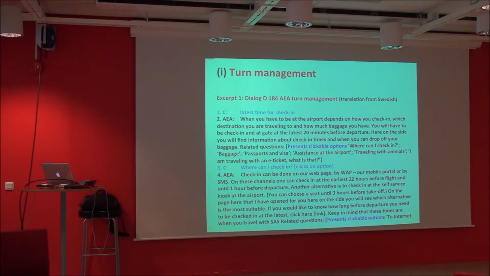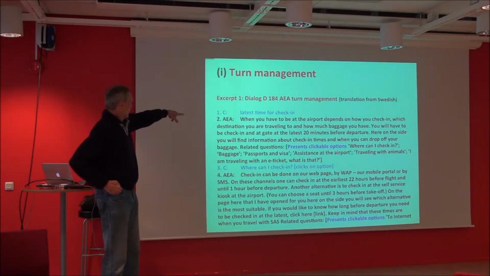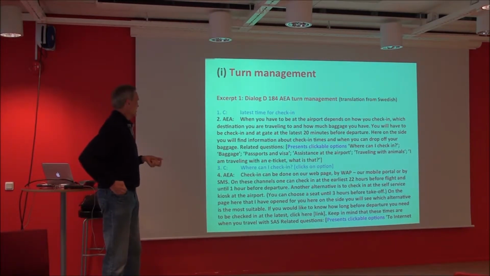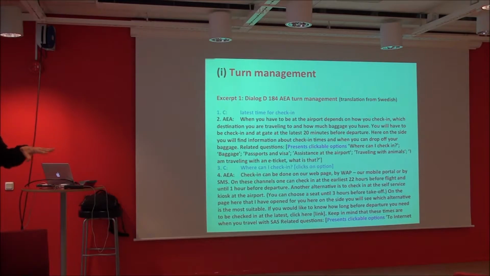We're going to compare that to data which we recorded in a travel agency here in Gothenburg. This was real Swedish customers attempting to buy journeys to various parts of the world. So it's a comparison between human travel agency talk and this user agent travel agency talk, you might say. This dialogue starts with C, which means customer, and AEA means artificial embodied agent. I should also say they're typing in, they're not speaking, they're typing in.